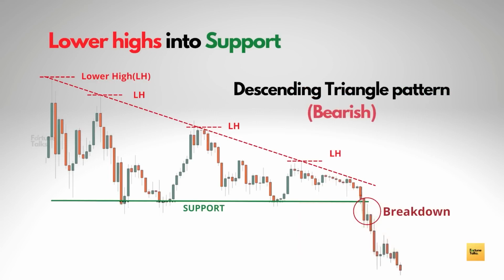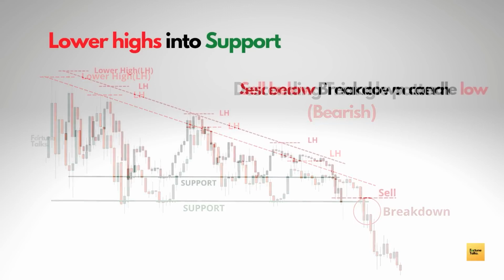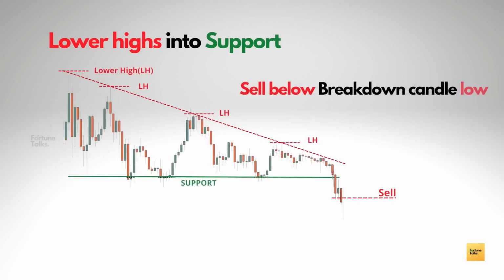And you might be familiar with this chart pattern called the descending triangle. So if you spot such a pattern in the market, it means that the market could break down lower. In this case, you should initiate a short trade below the breakdown candle low after the candle closes below the support level just for confirmation.